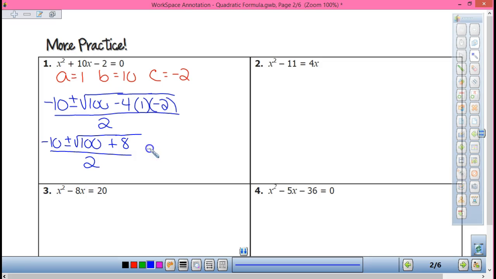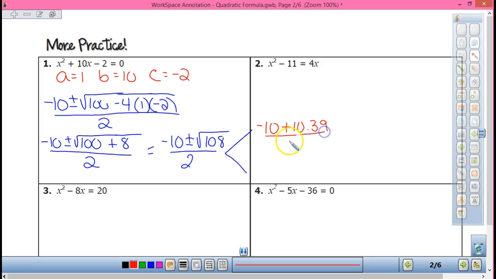Okay, so -10 plus or minus the square root of what? 108. All divided by 2. Okay, and then split it into 2. So it's at this point that you split it into 2. -10 plus 10.39. Is that what you guys got? Divided by who? 2. And then we've got -10 minus 10.39 divided by 2.